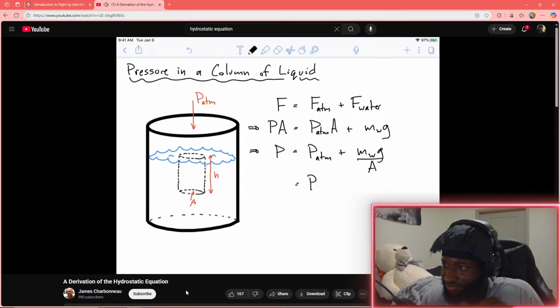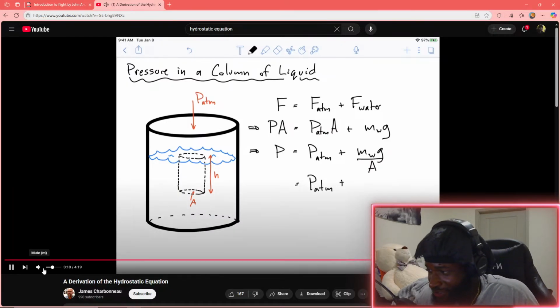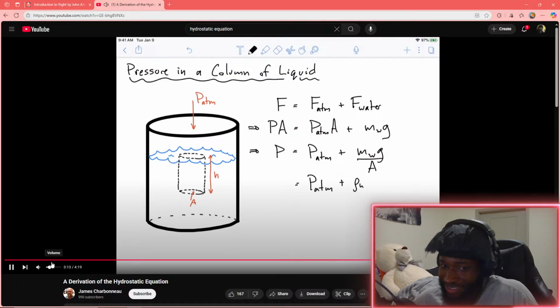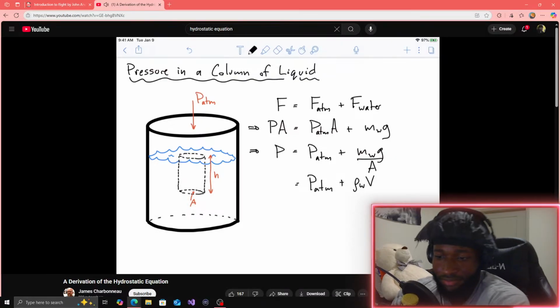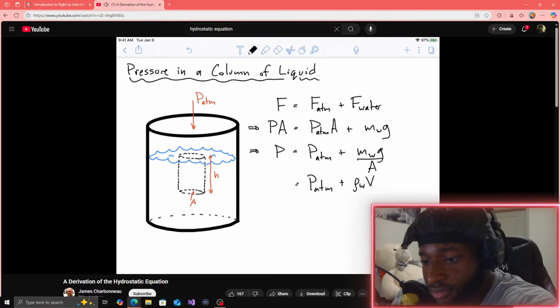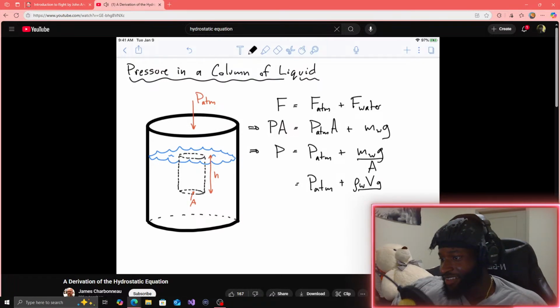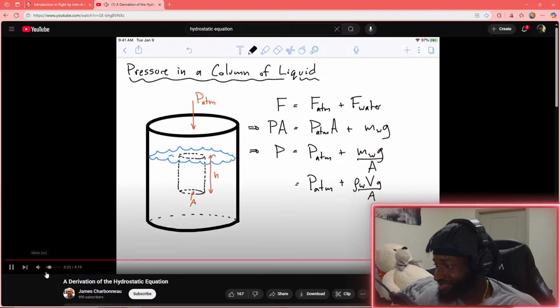We can say that this mass of water is actually the density of water times the volume of the water, right? The volume of this cylinder of water. Well, what is this volume equal to? The volume, actually, the area.